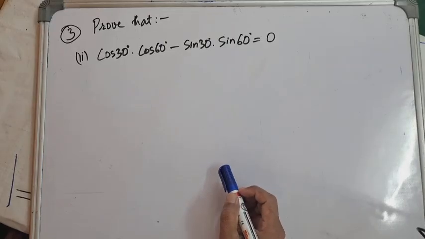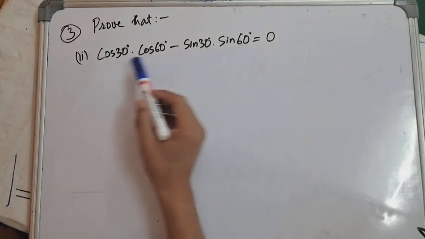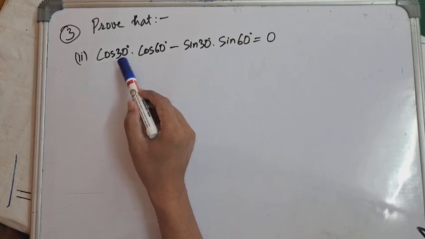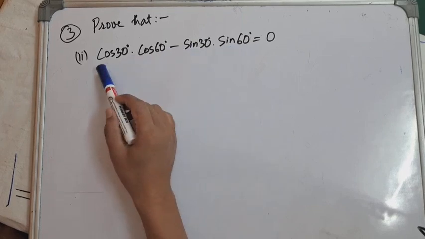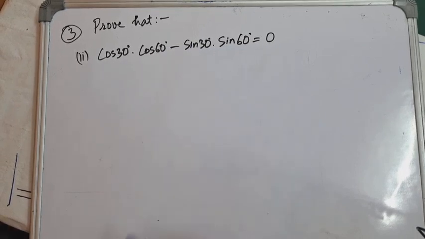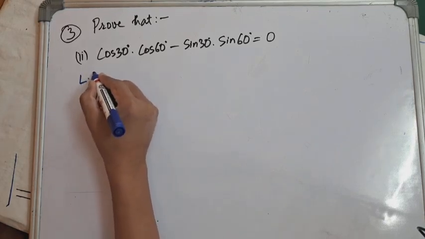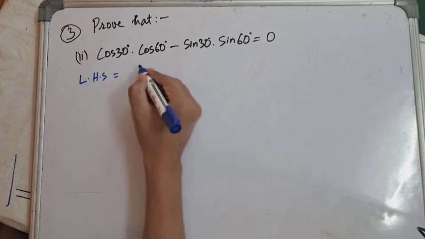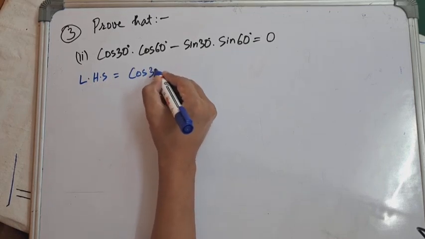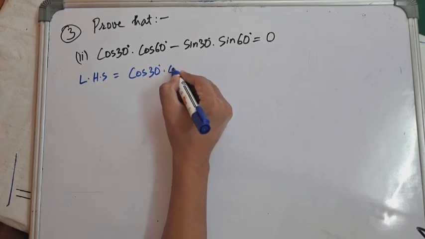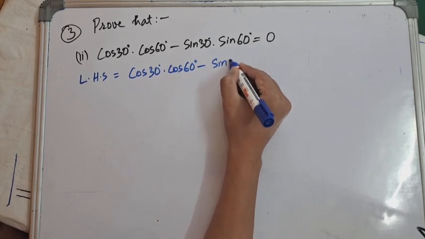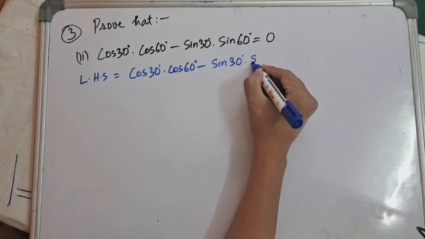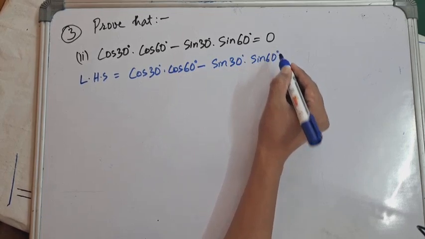Let us do question number 2 of 3. So we are asked to prove this equation. In the left hand side we have cos 30 degree into cos 60 degree minus sine 30 degree into sine 60 degree. We are going to use this and prove this equals 0. So let us prove this equation. First let us copy the left hand side. So cos 30 degree into cos 60 degree minus sine 30 degree into sine 60 degree, isn't it?